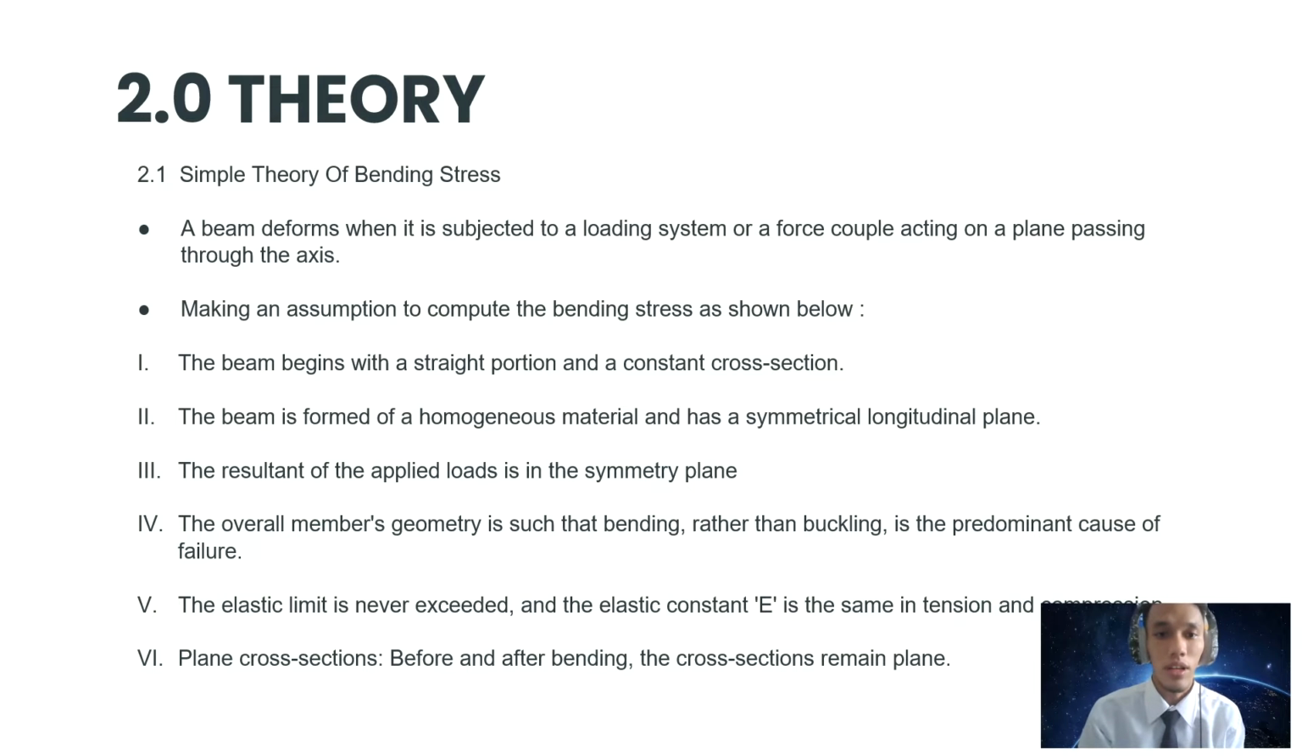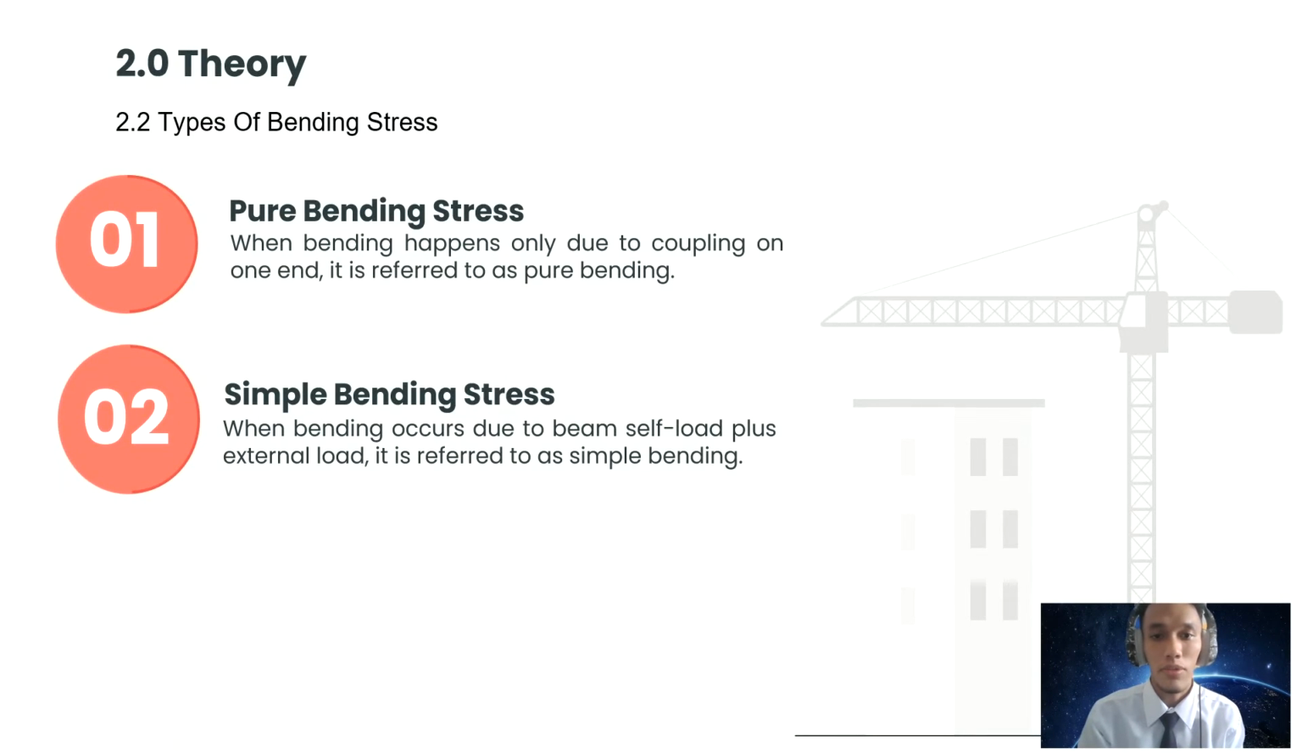If you look at the slide, it shows the types of bending stress. There are two types of bending stress, which are pure bending and simple bending. For pure bending stress, it can be described as when bending happens only due to coupling on the ends. It is referred to as pure bending. For simple bending stress, when bending occurs due to the beam's self-load plus external load, it is referred to as simple bending.